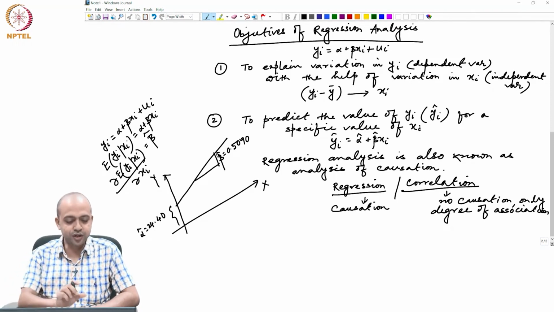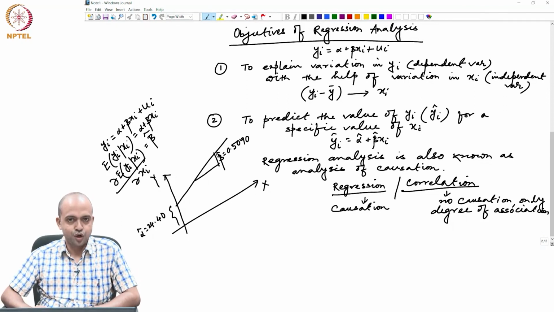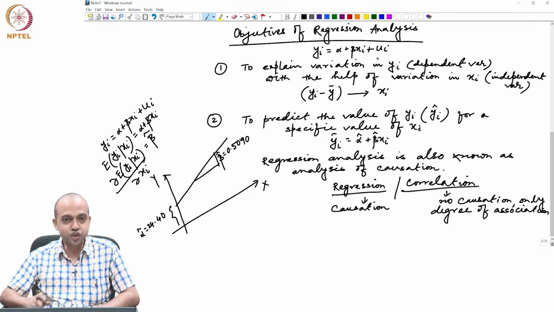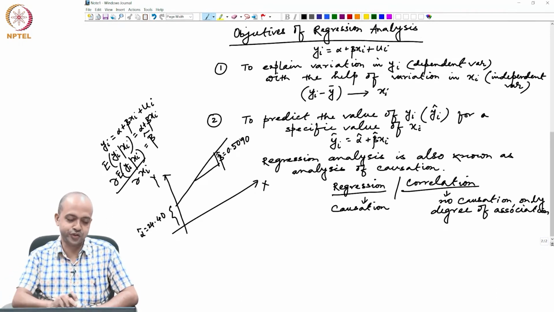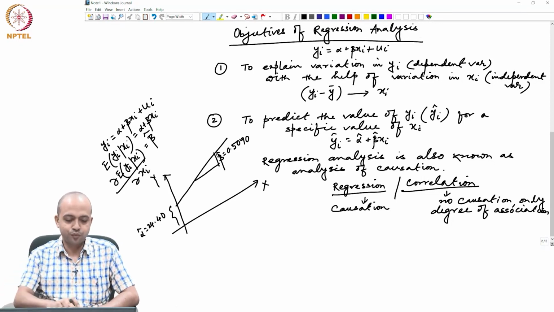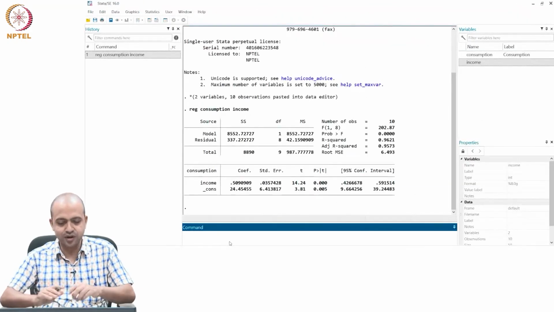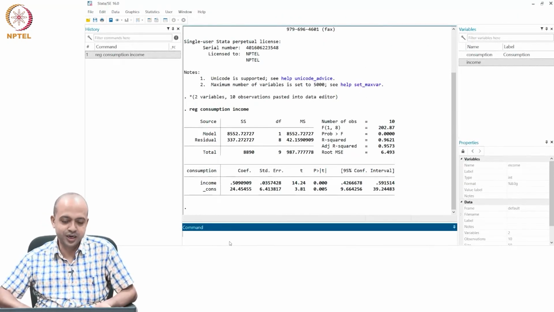So, beta hat actually gives you the slope of your sample regression function, and the other name of beta hat, as I told you earlier, is basically MPC, marginal propensity to consume. When your income changes by 1 unit, what is the change in your consumption on an average? That is called marginal propensity to consume, and that is what is called beta hat, 0.5090.